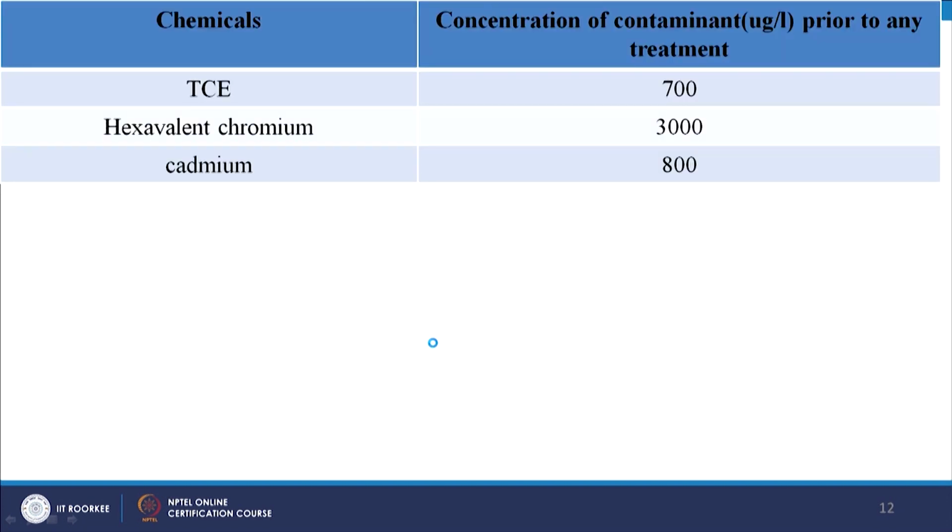So, contaminant information, right. Here we just have a snapshot; there are other contaminants too, but some of the major contaminants were TCE, a chlorinated solvent, hexavalent chromium and cadmium. As you can see, these are very high concentrations.